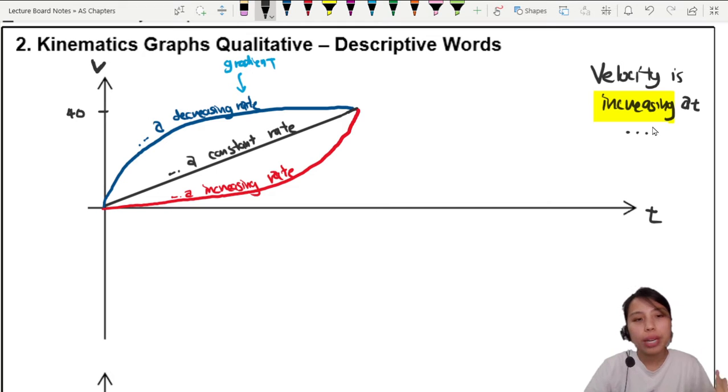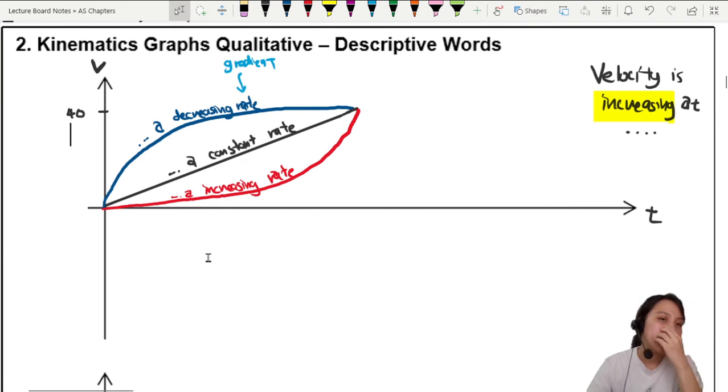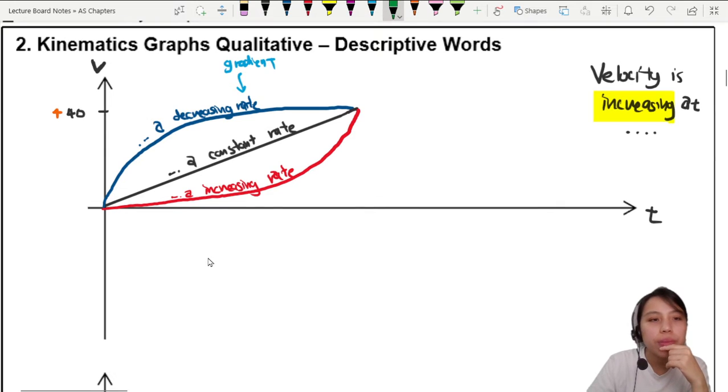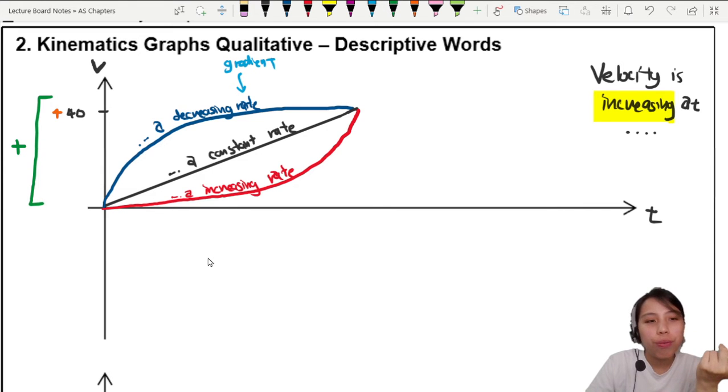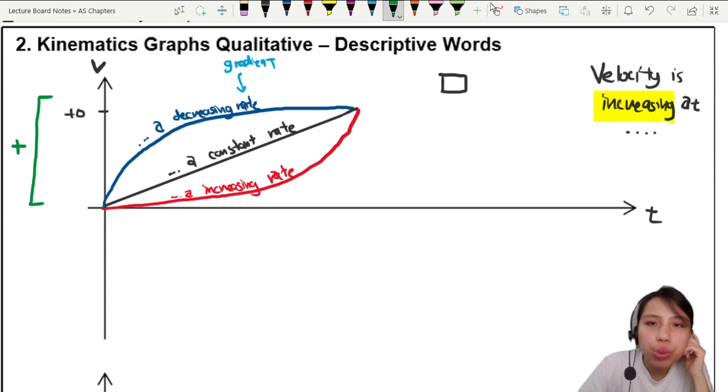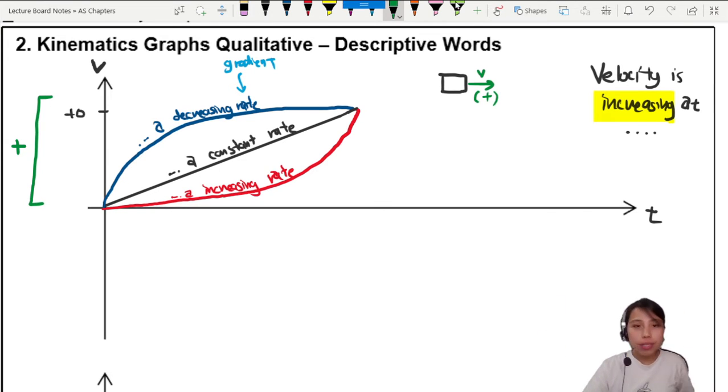Now you might be wondering, miss, what if we look at the negative part of the graph? How will we describe that? One thing to know about velocity graphs is these are called vectors. So if this whole thing is in the positive zone, that means your velocity is increasing in a certain direction. For example, I need to define, okay, I say the car or a box is moving to the right at a certain velocity, and this is going to be the positive direction. So all this graph is in the positive zone, so all this, the car is moving to the right.